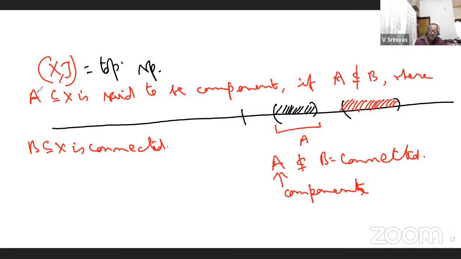A subset capital A of X is said to be a component if it is not contained in any other larger connected set, if it is not contained in B where B is connected. So if your set capital A is a component, then you cannot find a superset B of A where B is connected. So that's what is meant by component.